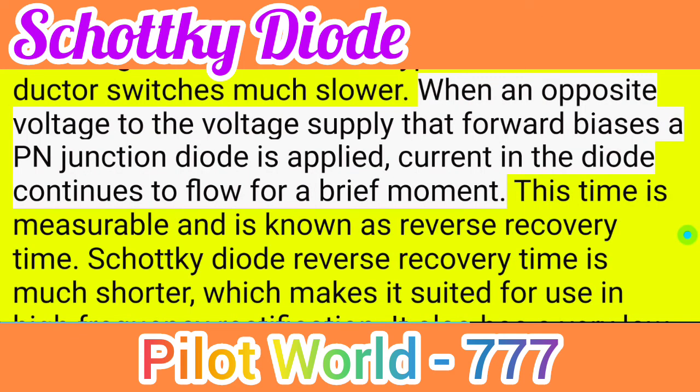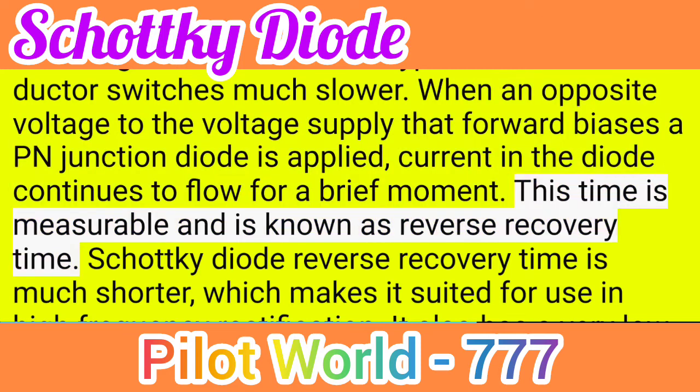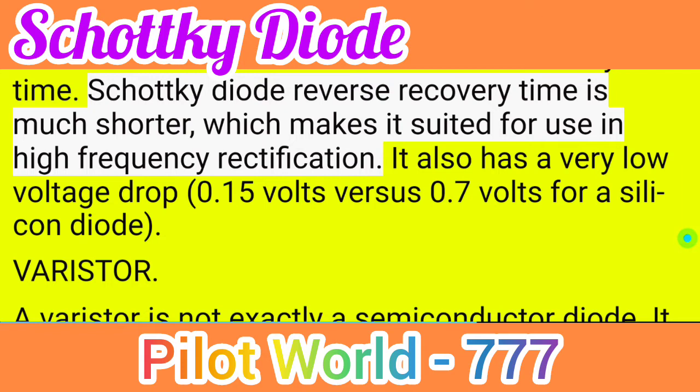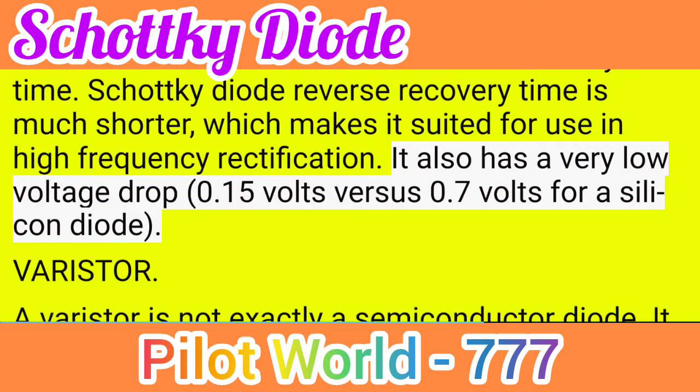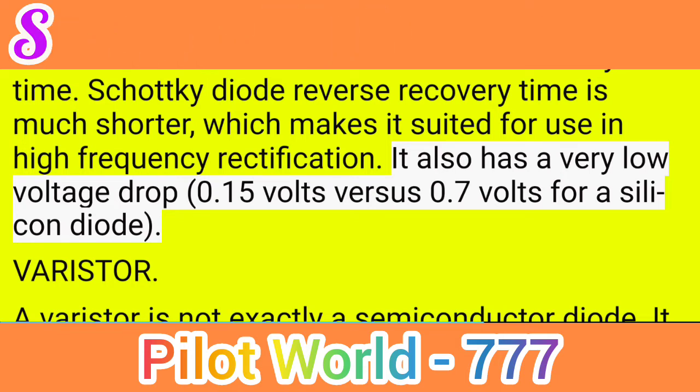When an opposite voltage to the voltage supply that forward biases a PN junction diode is applied, current in the diode continues to flow for a brief moment. This time is measurable and is known as reverse recovery time. Schottky diode reverse recovery time is much shorter, which makes it suited for use in high-frequency rectification. It also has a very low voltage drop, 0.15 volts versus 0.7 volts for a silicon diode.